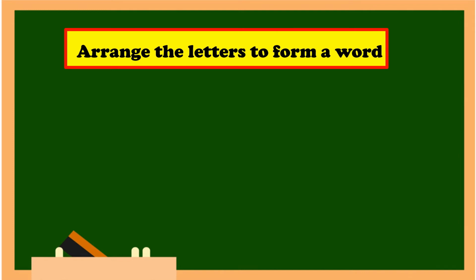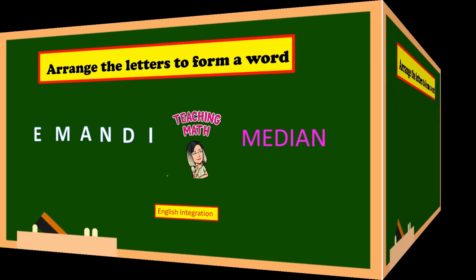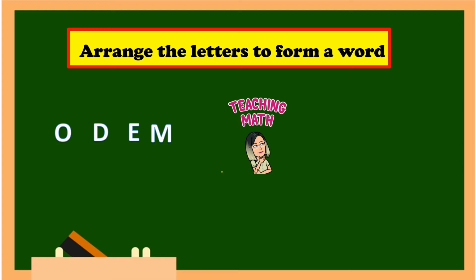Arrange the letters to form a word. E, M, A, M, D, I. What is the word? I know that you can guess it. The word is median. Arrange the letters to form a word. O, D, E, M. What is the word? The word is mode.